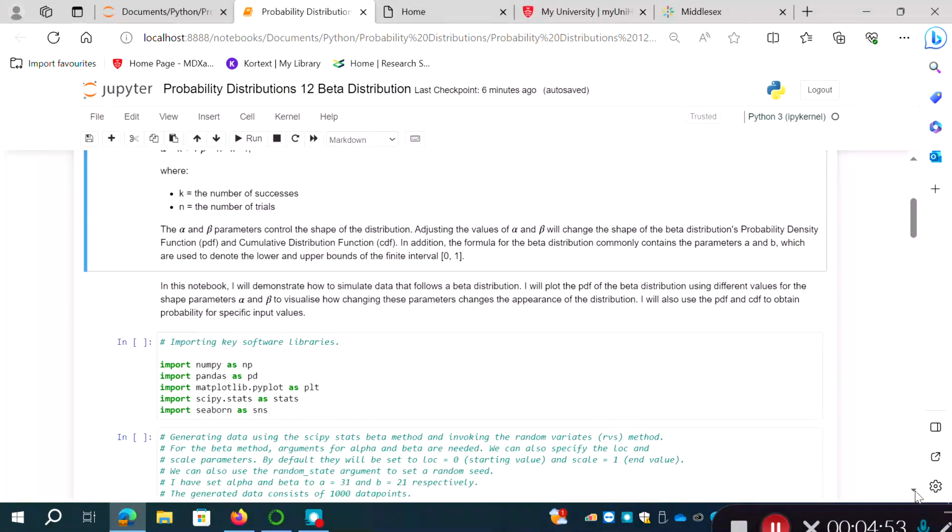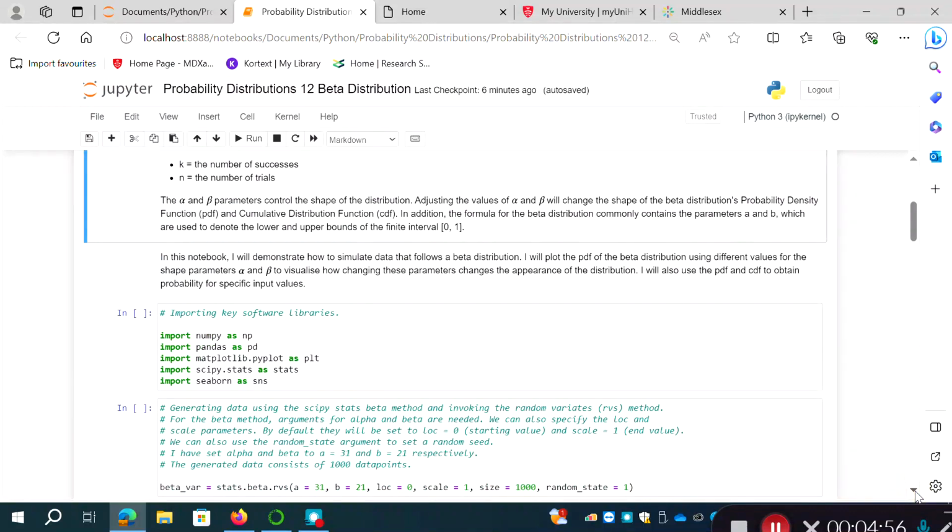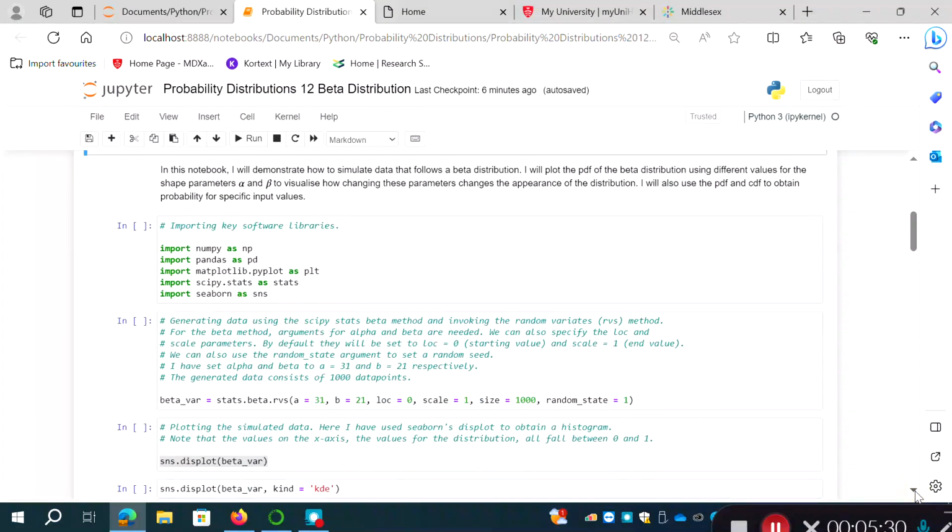So what I'm going to do in this video is demonstrate how to simulate data that follows a beta distribution, similar to what we've done in previous videos. Then I'll plot the PDF of the beta distribution using different values for the shape parameters alpha and beta, and do a load of other plots just to show how changing the values of those two parameters changes the appearance of the distribution, so you can see the flexibility that it has. I'll also use the PDF and CDF to obtain some probabilities for specific input values.